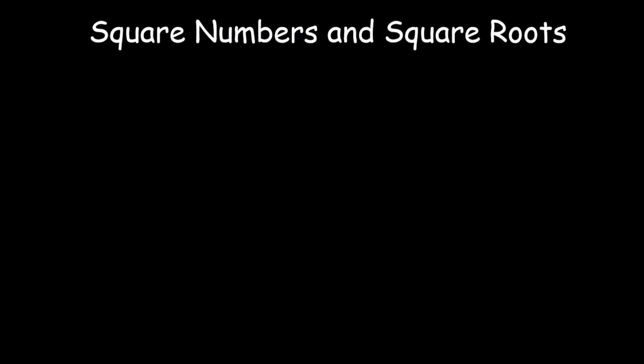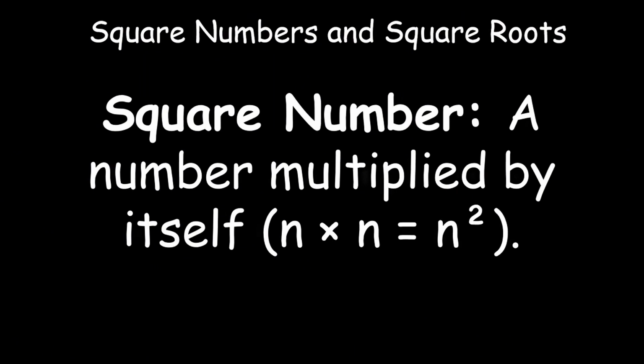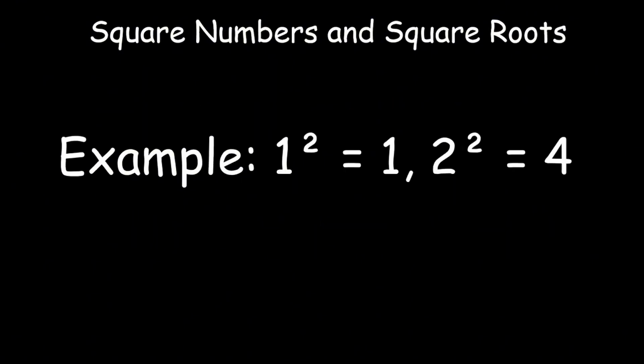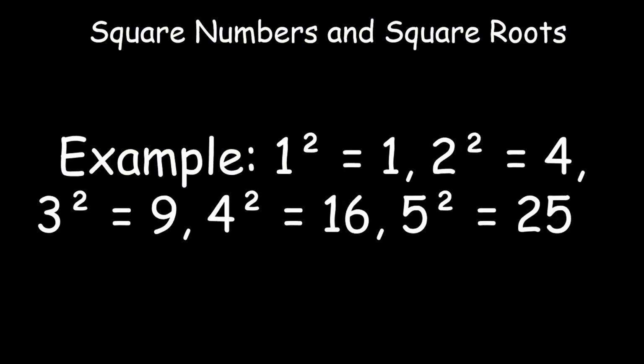A square number is a product of a number that has been multiplied by itself, or if you multiply a number by itself twice. So for example, if your number is n, then your square would be n squared. First square numbers include 1, 4, 9, 16, and 25 because they are obtained as a result of multiplying the first 5 numbers by themselves.